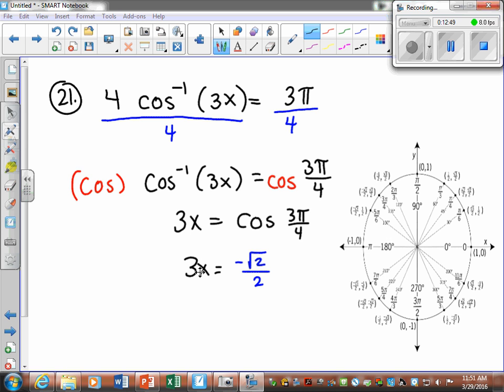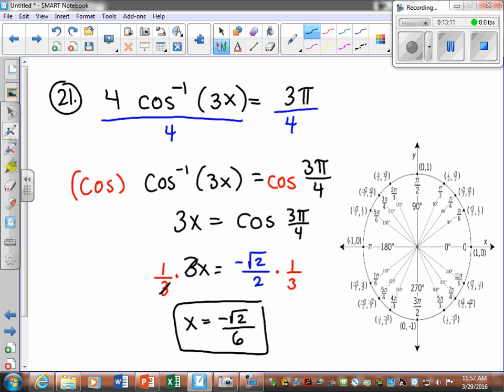So what do we do to solve for x? Divide both sides by 3, or that's the same thing as multiplying by the reciprocal. That would give us x is equal to negative square root of 2 over 2 times 3, which is just 6. And that would be our solution.